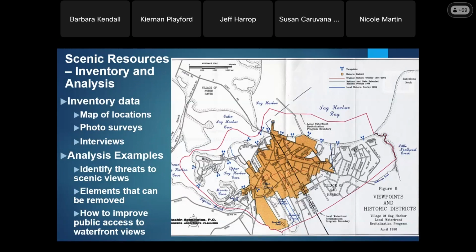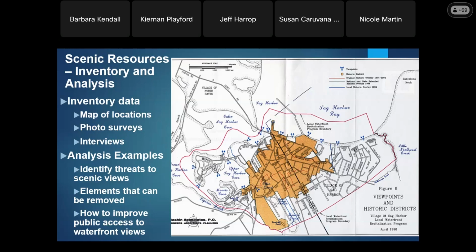The data would include scenic areas and important views and public access to those views. Interviews with community members and visitors through such methods as mapping and photo surveys can confirm where cherished or important views and scenic resources are located. In the LWRP, a map should identify the location and extent of the best views, such as the map on the slide that depicts the village of Sag Harbor, LWRP, on Long Island.